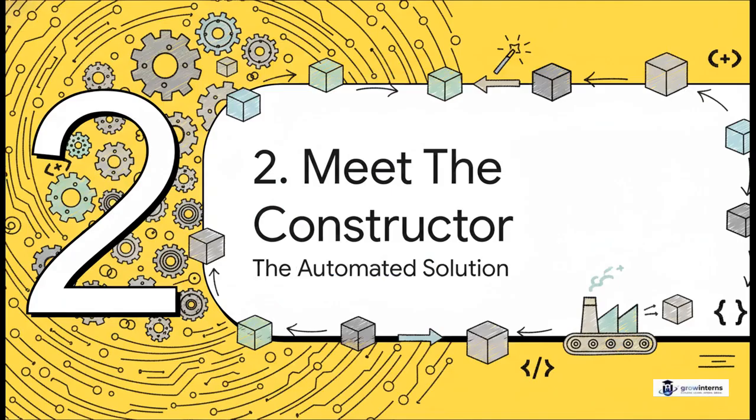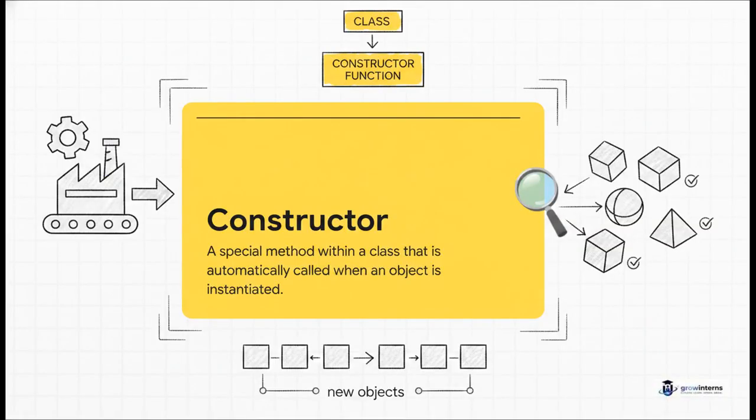Well, C++ gives us a really elegant solution. It's a special method called a constructor. Think of a constructor as an automated setup wizard for your objects. It's this special function that you write right inside your class, and it runs automatically the very moment you create a new object. Its whole job is to handle all that initialization stuff for you.